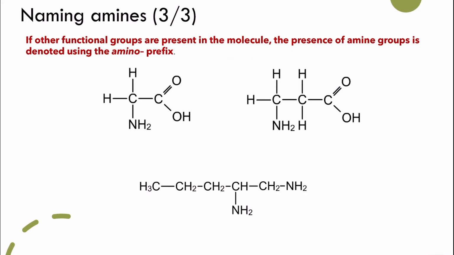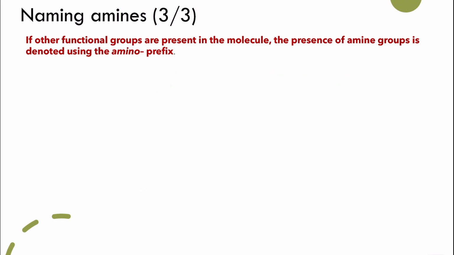So if we have another functional group in the name and the amine itself is not the main functional group, for example, if we have a carboxylic acid group, usually the carboxylic acid is the parent or the root name for our compound. Then the compound will not be named as an amine, but we will consider the group as a substituent, and we will call it amino.